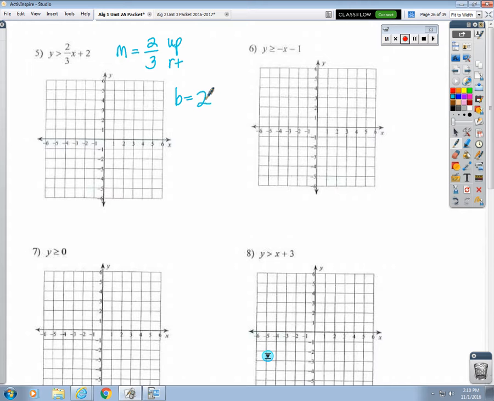You plot the y-intercept and it's a positive 2, and since it's a y-intercept, you plot it on the y-axis. Okay, so then you go up to right 1, 2, 3, and then up to right 1, 2, 3. And you go down to left 3, down to left 3. Is this going to be a dashed or solid line? Dashed.